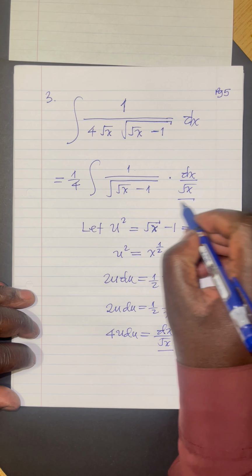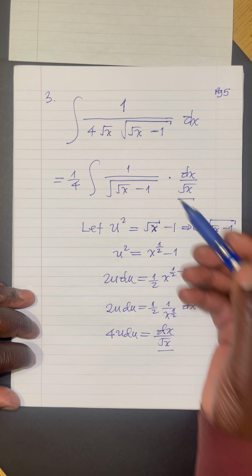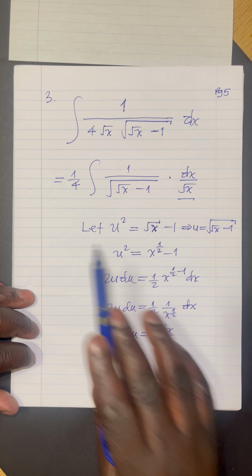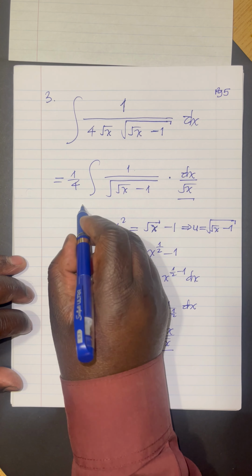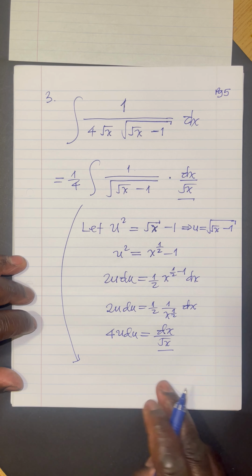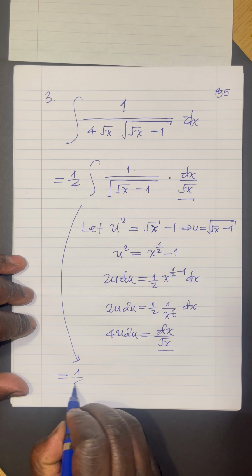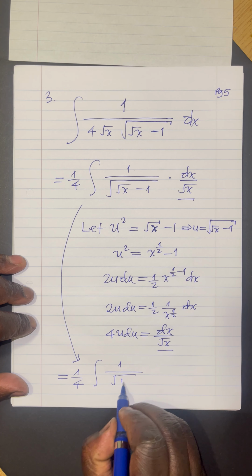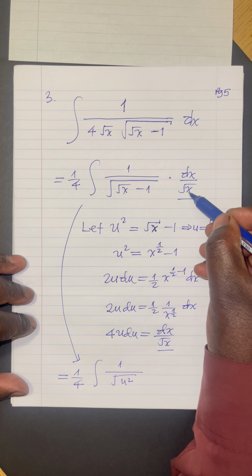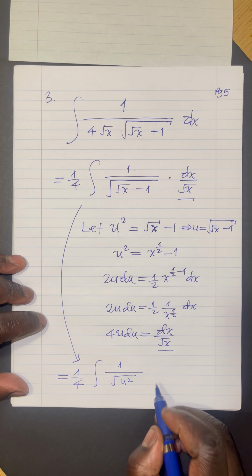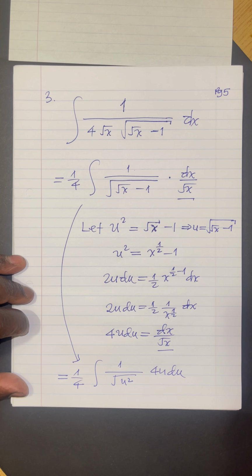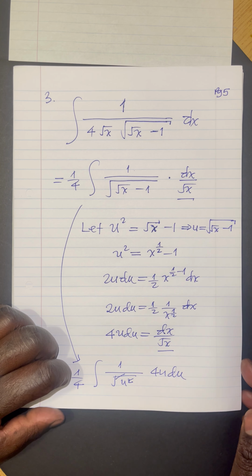Now I have an expression for this one, and an expression for that expression under the square sign, which is u squared, and now I can move on. So that integral there, if I may squeeze it in here, is equal to 1/4 the integral of 1 all over square root of u squared, and in place of dx over square root of x, I have 4u du. Wonderful. Now notice something, this cancels that. So what do I have now?